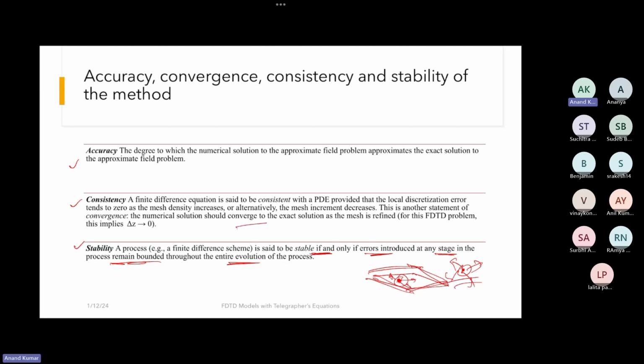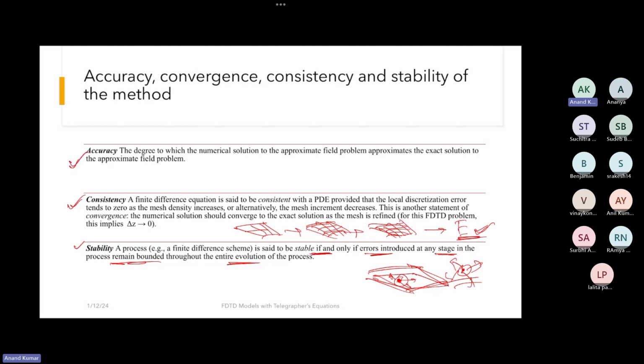Consistency is when you take a coarser mesh, you obtain some result, and if you keep refining your mesh, and your problem converges, for example, the electric field value you are trying to calculate is consistently converging, then in that case we say that our result is consistent.